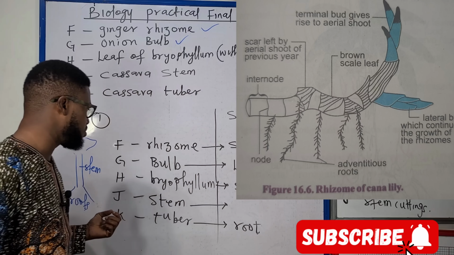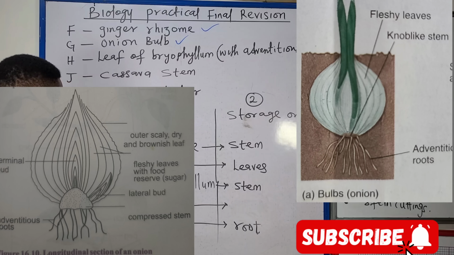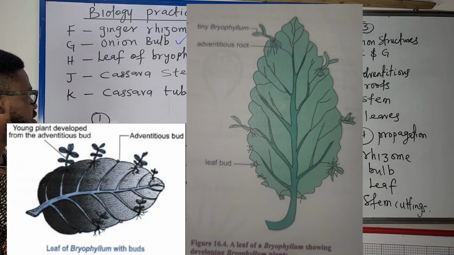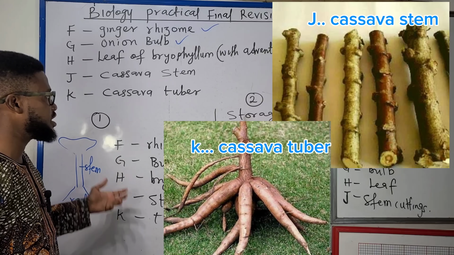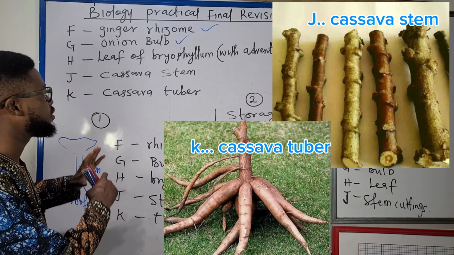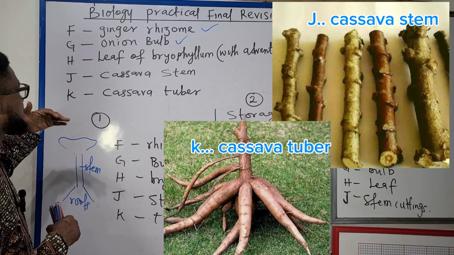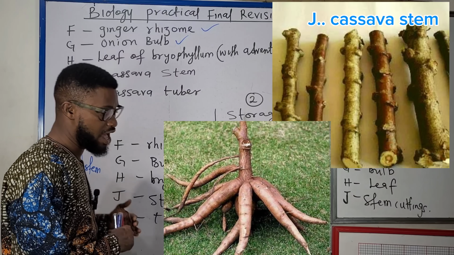Specimen F is a rhizome. Specimen G is a bulb. Specimen H is a bryophyllum. Specimen J is a stem. And specimen K is a tuber. That's the type of storage organ that specimens F, G, H, J, and K are.